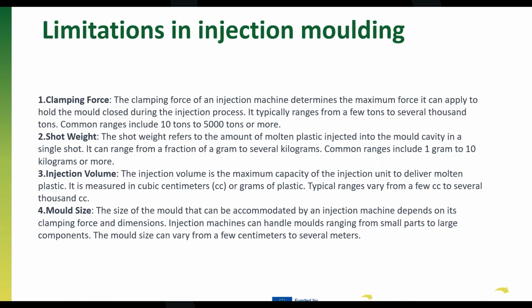The shot weight refers to the amount of molten plastic that we can fit in our machine. Common ranges go from 1 gram to 10 kilograms. Here in our facilities, we go to even more than 10 kilograms, but again, it's a limitation of the equipment, and it's really important to keep it in mind during the design of the injection part.